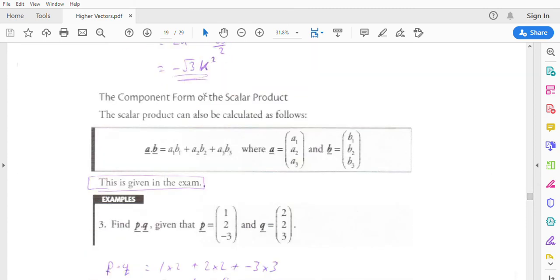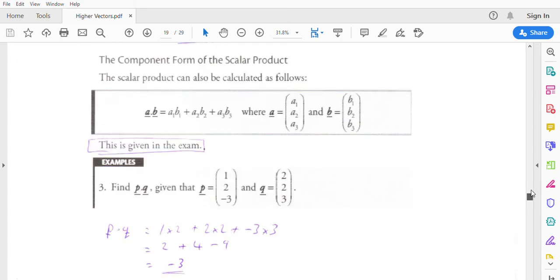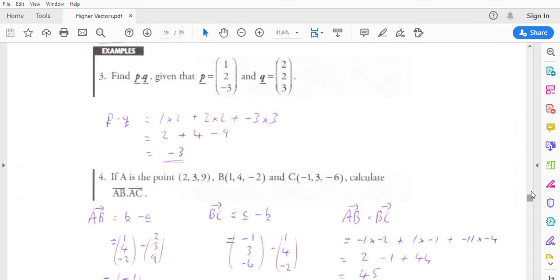Right, we also have the component form of the scalar product. So the scalar product can also be calculated as follows. If we don't have the magnitude and the angle between the vectors, and we have vectors in component form, a1, a2, a3, b1, b2, b3, then a dot b is a1 b1 plus a2 b2 plus a3 b3. So that is also given in the exam.